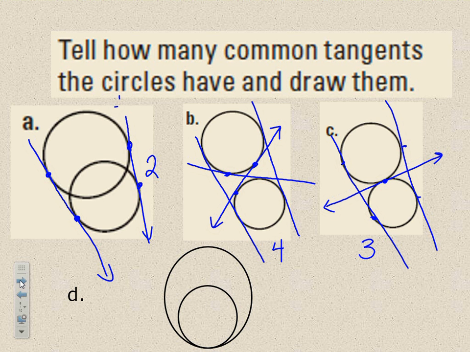What about D? How many common tangents could we draw there? Well, one circle's on the inside of the other circle. So we would have to draw our common tangent line right down there at the bottom where those 2 circles touch. That's where our common tangent line would have to be. So that has 1 common tangent between those 2 circles.